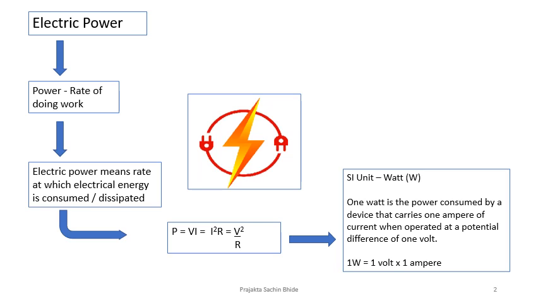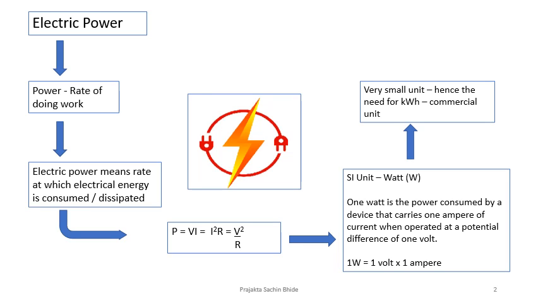But this unit watt, although very good, it is very difficult to measure everything in watts because the unit is very small. On a commercial scale, when I'm using lots and lots of energy, or when power is consumed to a larger extent, I cannot play with numbers if I deal with watt. So I need another alternative unit, for which we use a commercial unit, kilowatt hours. 1 kilo is equal to 1000 watts, so 1000 multiplied by hours.